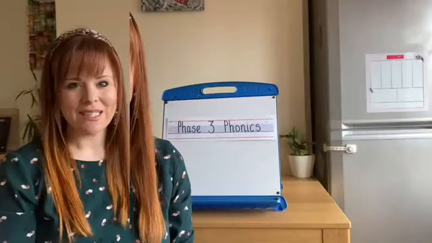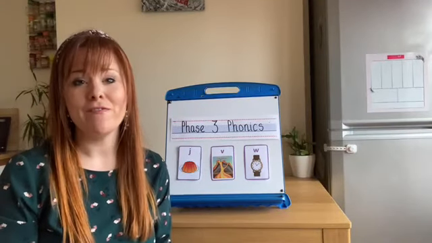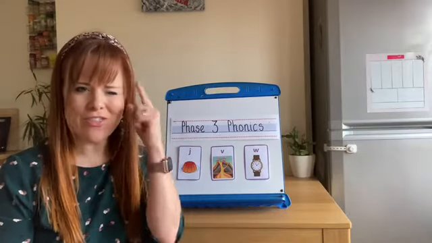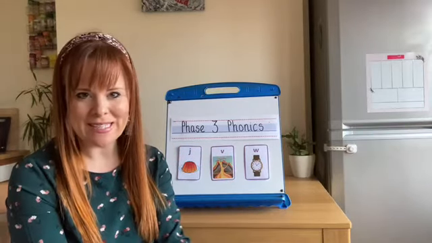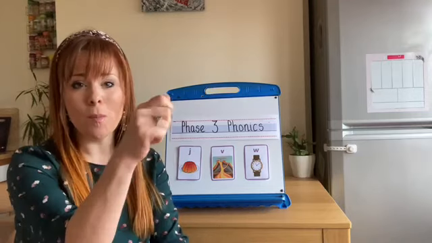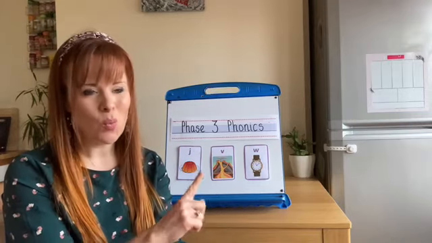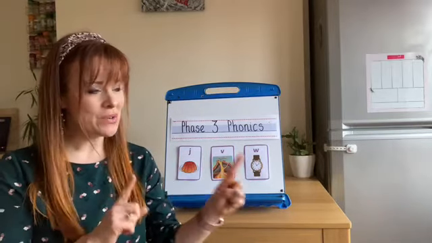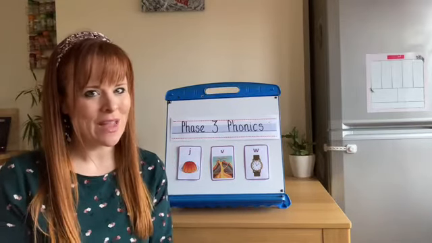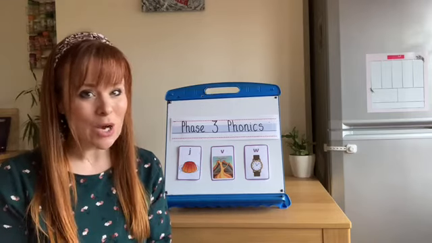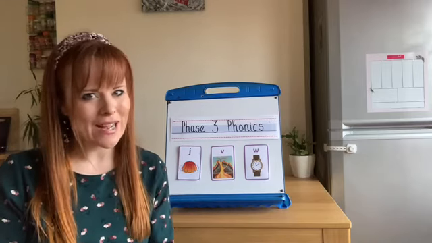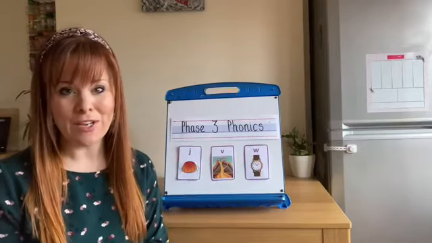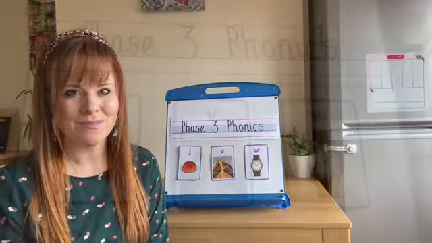Well done. So I've put our phase 3 sounds on the board here. I would like you to think back to our letter families. So the way that we form our letters. One of these is the odd one out. So 2 of them belong to the same letter family, and one of them doesn't. Pause the video and tell your adult which of these, J, V, or W, is the odd one out.